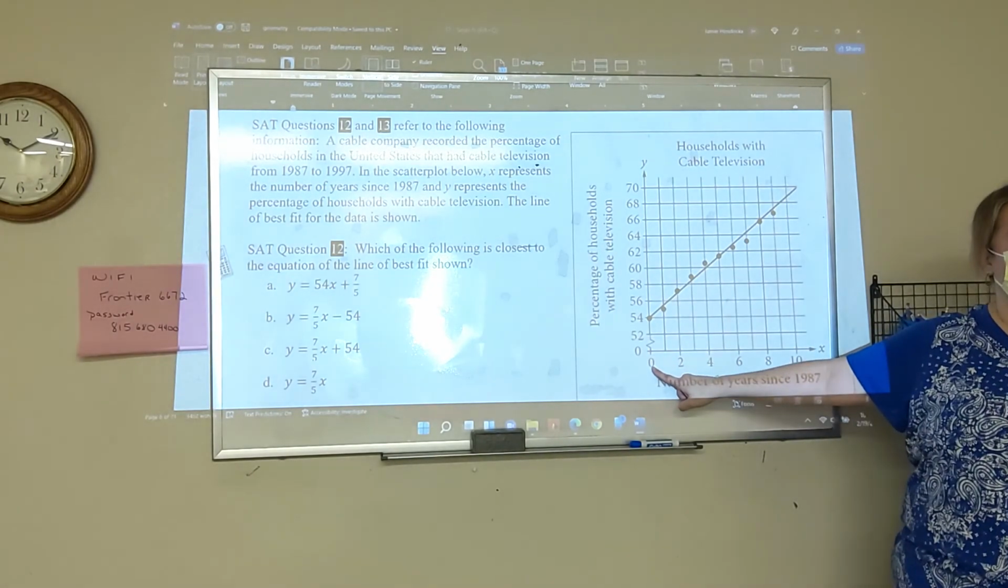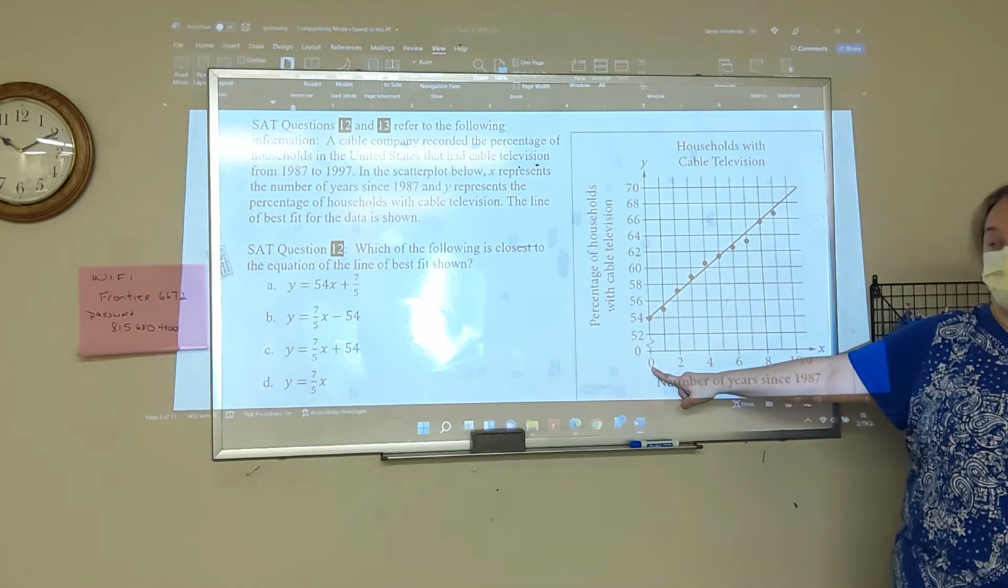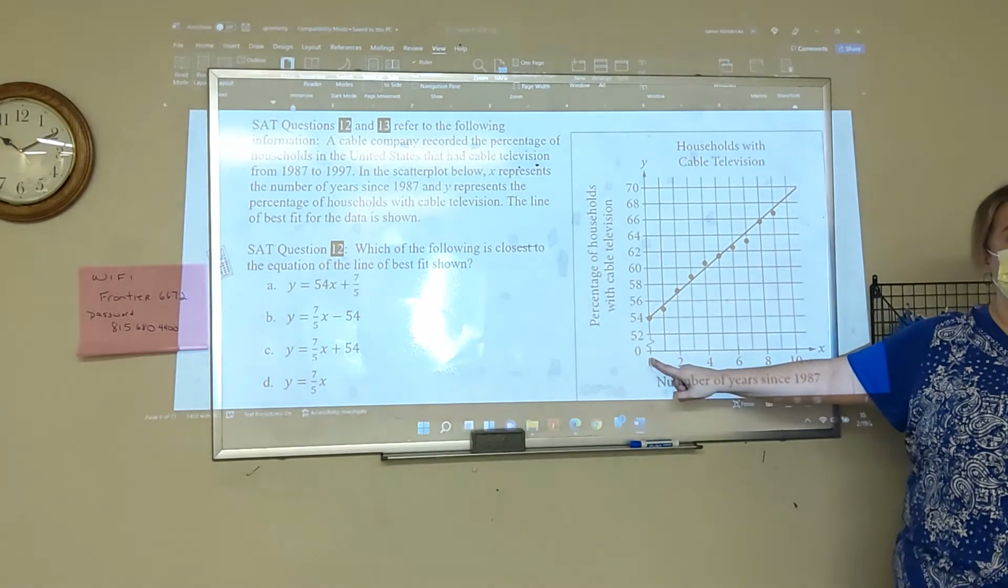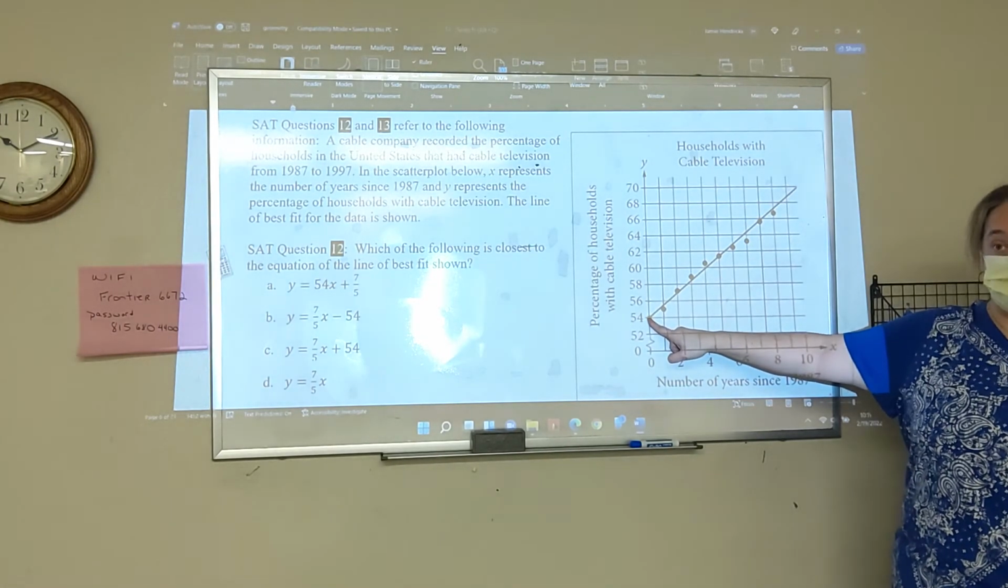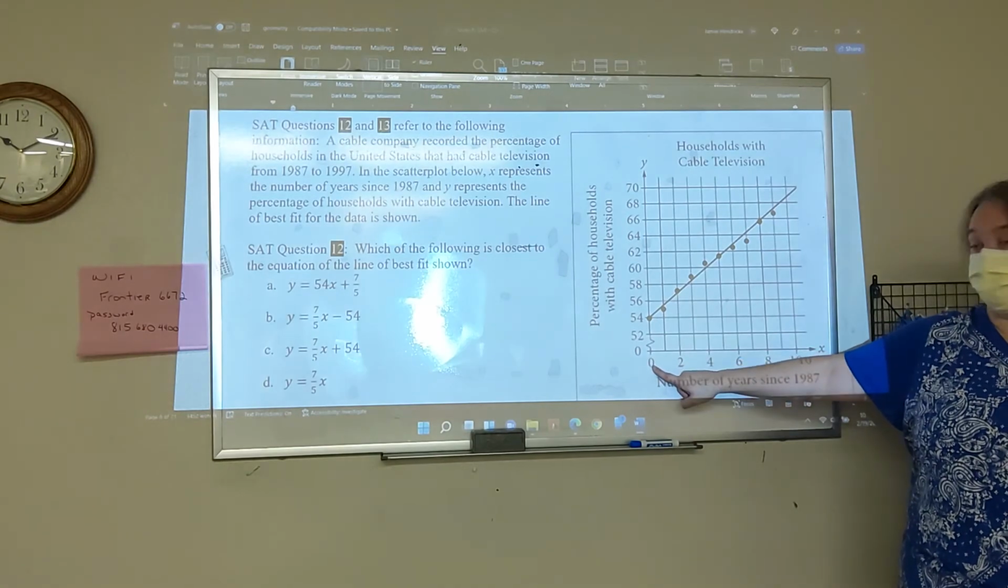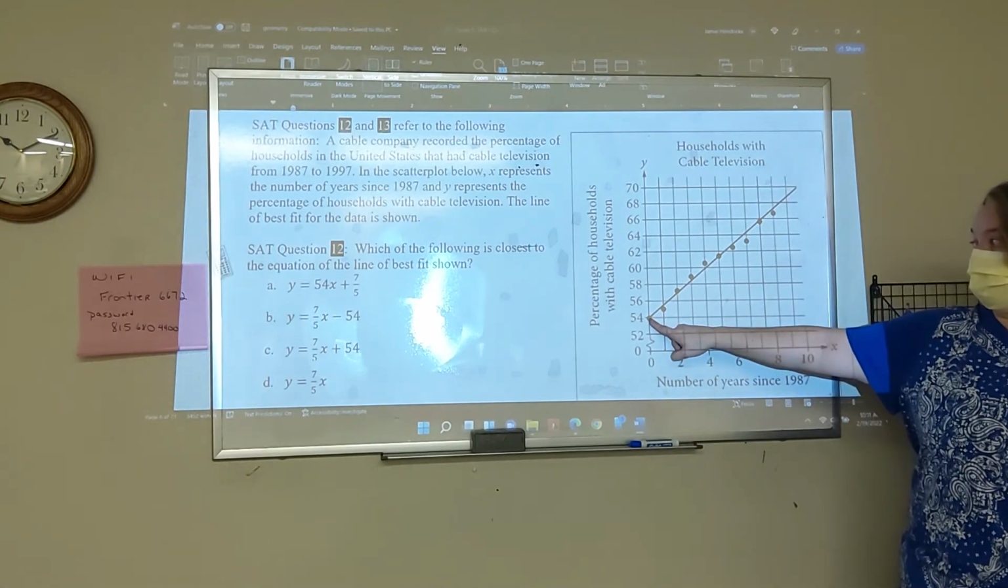Make sure you have a 0 down here on your x-axis. There will be problems on some of your SATs where this is not 0. If this is not 0, then that is not your y-intercept. Okay, so be aware of that. Watch out for it. In our case, this is 0, so that is our y-intercept.